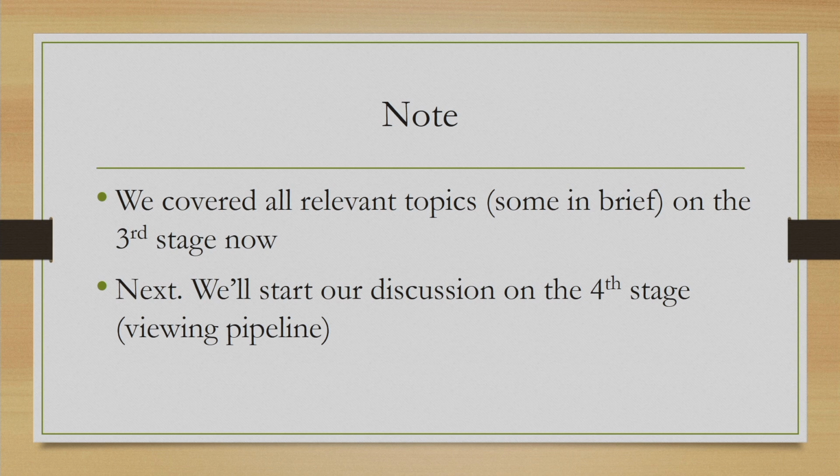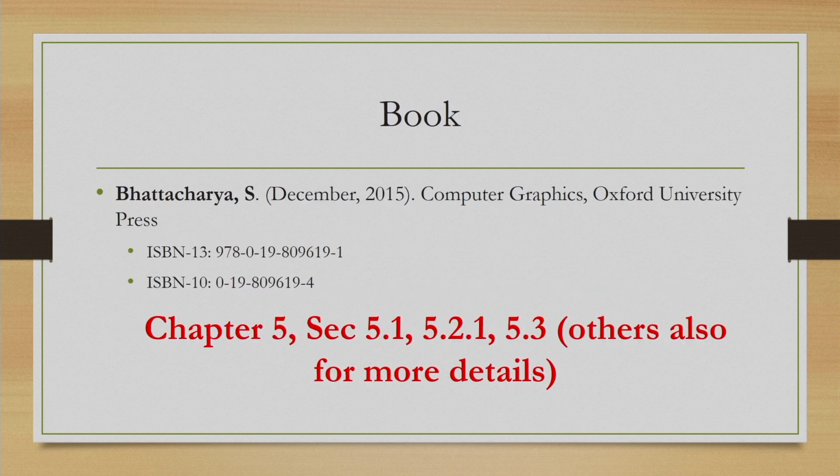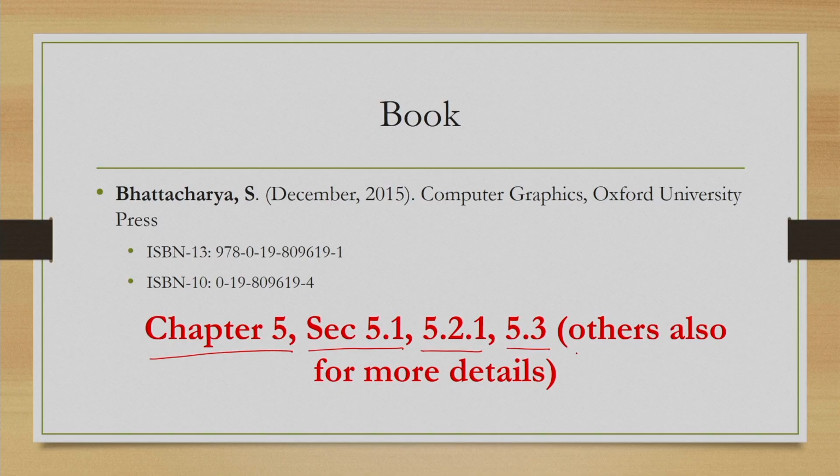In our next lecture, we will start our discussion on the 4th stage of the pipeline, that is the viewing pipeline, which itself consists of many sub-stages. Whatever we have discussed so far can be found in chapter 5, in particular sections 5.1, 5.2.1 and 5.3, these 3 sections. However, if you are interested in learning about other color models as well as some more details on 3D texturing, then you may go through other sections as well.